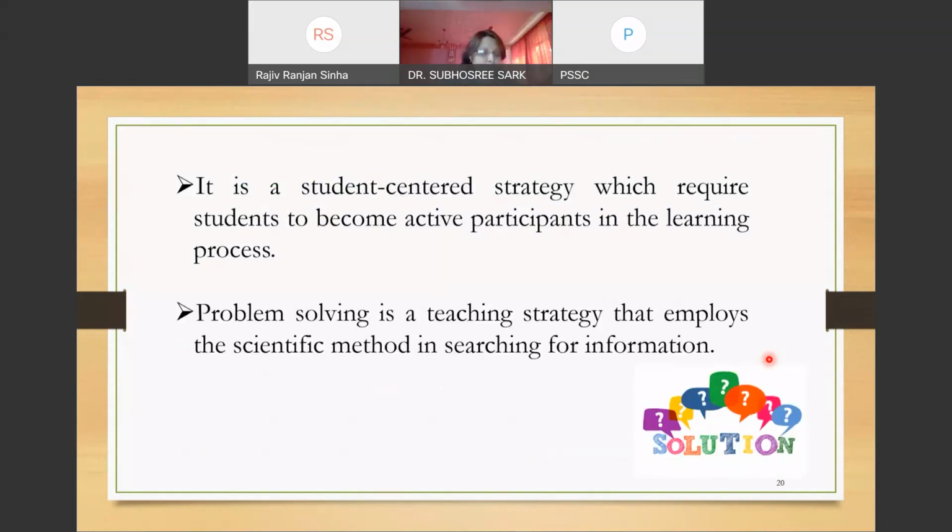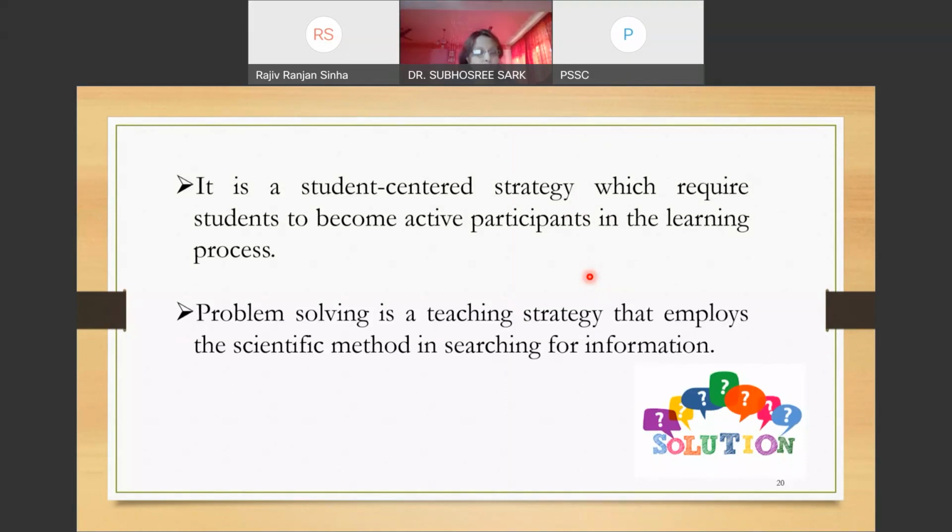So problem solving is a student-centered strategy which requires students to become active participants in the learning process. What learning process? Life skill learning process. The teacher will only guide the students. See, you cannot teach them by just saying this is right, you do it; this is wrong, you don't do. Don't smoke because that is wrong. Don't stay away late in the night because that is wrong. You cannot teach it in that way, right or wrong, because nowadays students don't accept.